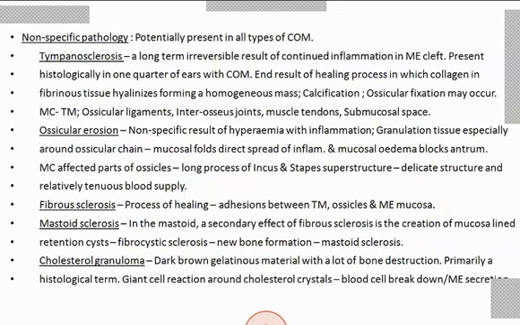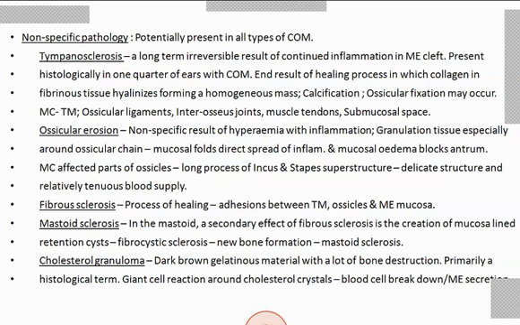Coming to the non-specific pathology. Non-specific pathology means this can potentially be present in any type of CSOM, either in mucosal type or in squamosal type. So these are mainly five features: tympanosclerosis, ossicular erosion, fibrous sclerosis, mastoid sclerosis, and cholesterol granuloma. All these may be present in either tubotympanic type or in atticoantral type.